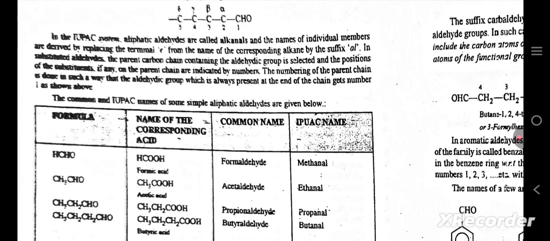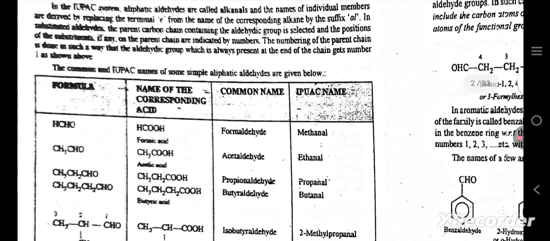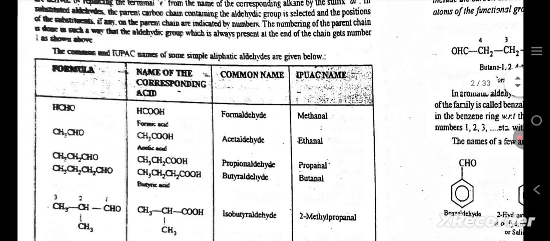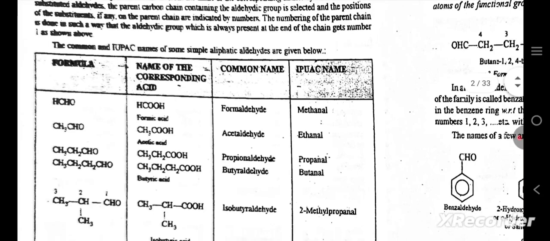In the IUPAC system, aliphatic aldehydes are called alkanals, and the names of individual members are derived by replacing the terminal e from the name of the corresponding alkane by the suffix al. In substituted aldehydes, the parent carbon chain containing the aldehydic group is selected, and the positions of the substituents, if any, on the parent chain are indicated by numbers. The numbering of the parent chain is done in such a way that the aldehydic group, which is always present at the end of the chain, gets number 1 as shown above.